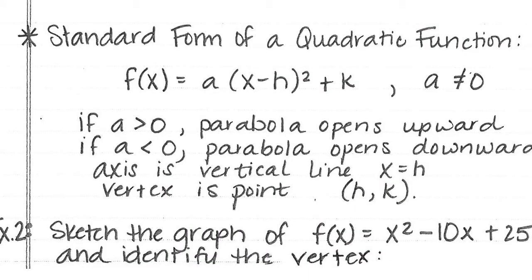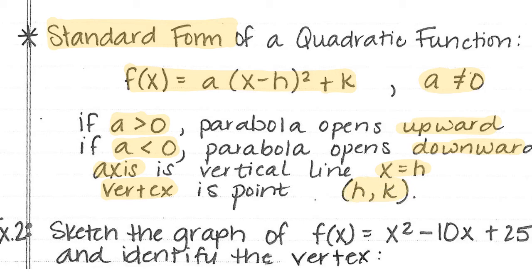This is the part we need to go over of standard form. A lot of you forget the standard form of a quadratic equation. It is this: f of x is equal to a times x minus h quantity squared plus k. A cannot equal 0 because then it will just be linear. Remember that if a is greater than 0, the parabola will open up. If a is less than 0, it will open down. The axis is a vertical line at x equals h, and the vertex is at point (h, k).